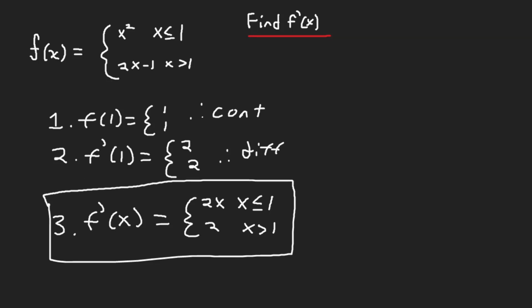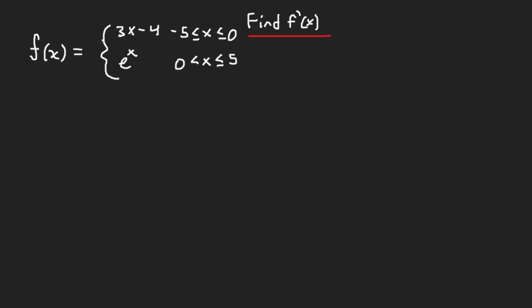Now let's do a slightly more difficult example. Our third example is 3x minus 4 between negative 5 and 0, inclusive of the 0, and then e to the x between 0 and 5, not inclusive of the 0. Again, the first step is to check the continuity at the point of intersection, which is going to be 0. As before, f of 0 equals, and then we plug the 0 in, so this becomes negative 4, and e to the 0 is 1. These don't equal each other, and therefore it is not continuous.